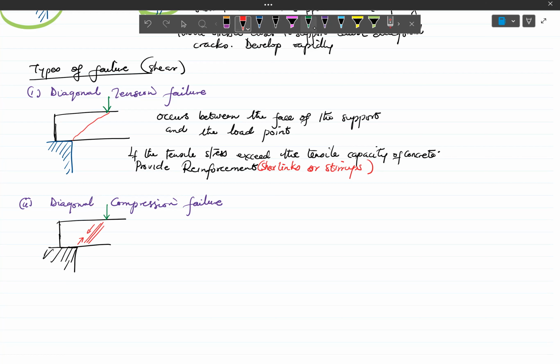And why do we have this kind of failure? This occurs when we have very large shear forces, which are coming from the loads. So these large shear forces, which are near the support, typically lead to crushing of the concrete. So anytime concrete is crushing, then it means that it's undergoing compression.